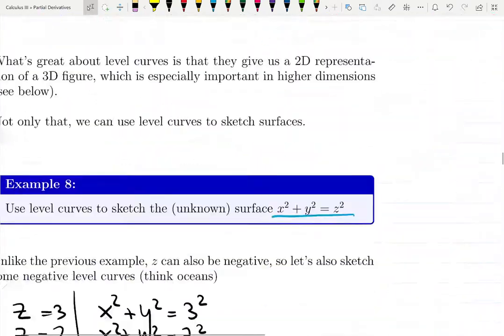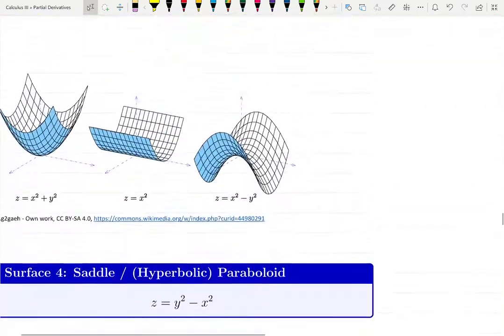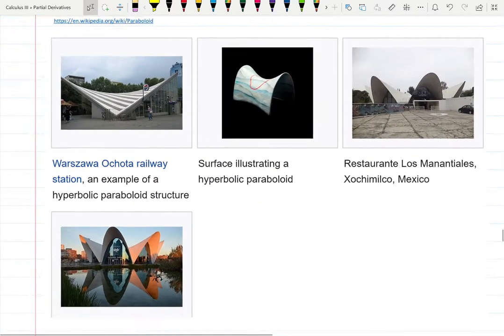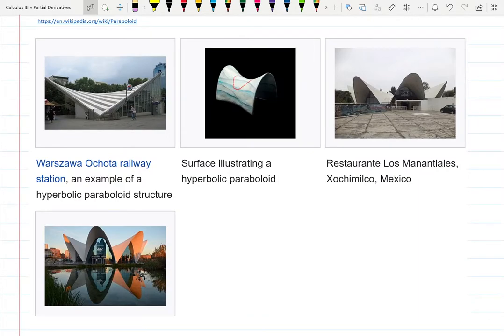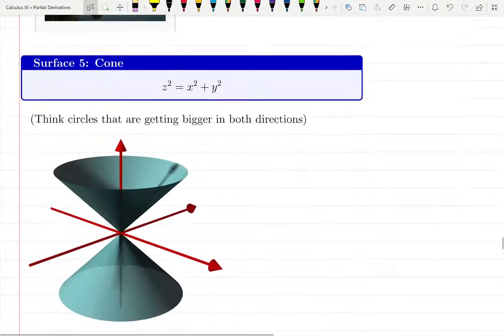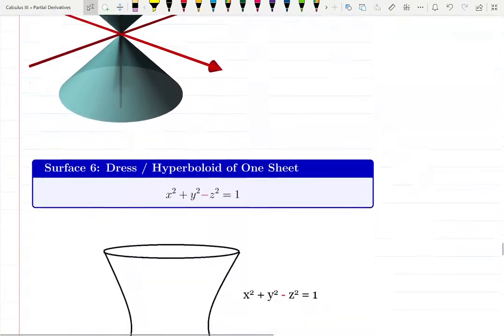Here are the applications I found for you, and I even gave you the link to check it out. Look at this shape. Civil engineers, you will be building these structures in Japan and Mexico and so on. Cones: we just built one cone. Think of circles that are getting bigger in both directions, up and down. We just figured it out.